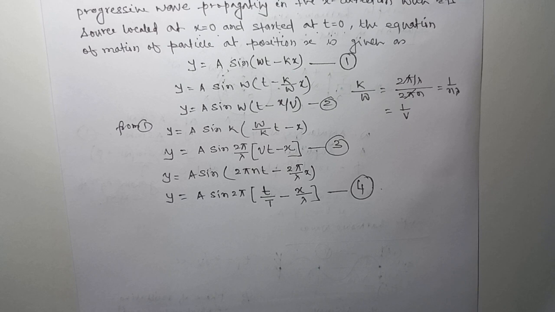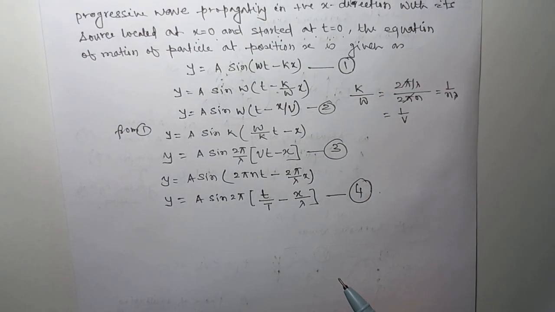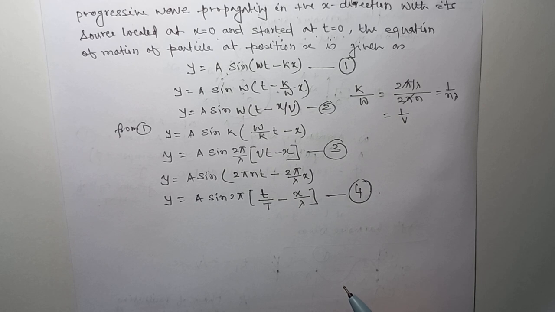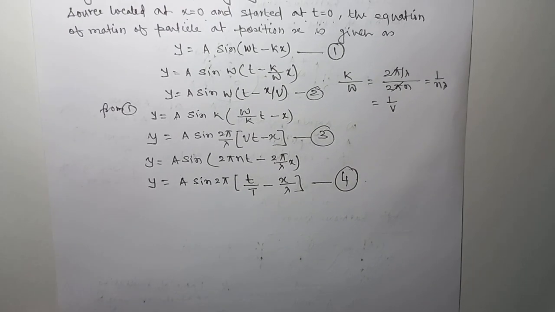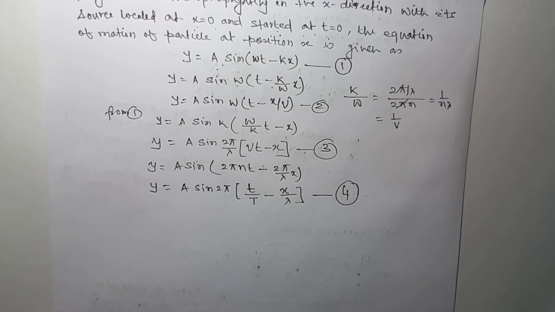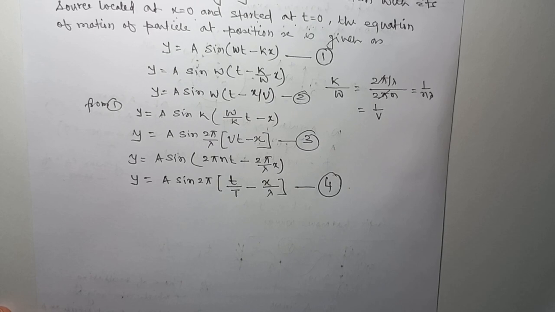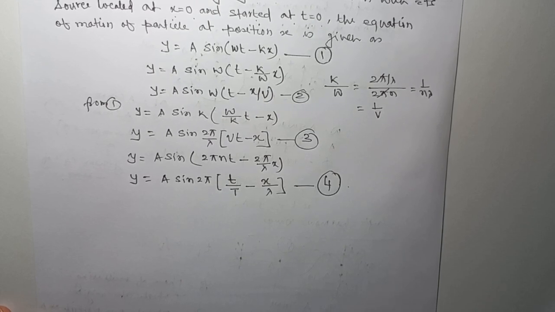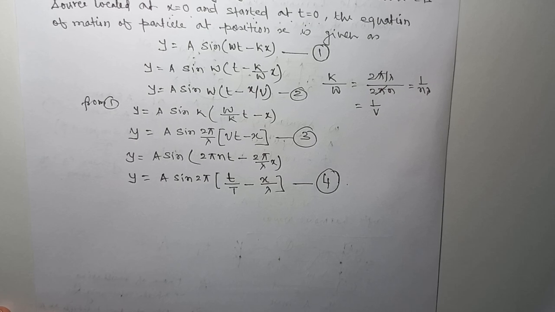So we must remember all four forms of the progressive wave. It will be easier to solve the numericals. So today we have discussed the equation of waves and its different forms. In the next video I will discuss the expressions for velocity and acceleration of the medium particles in case of a progressive wave. Thank you.